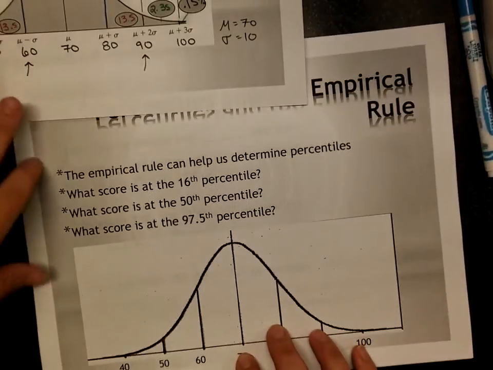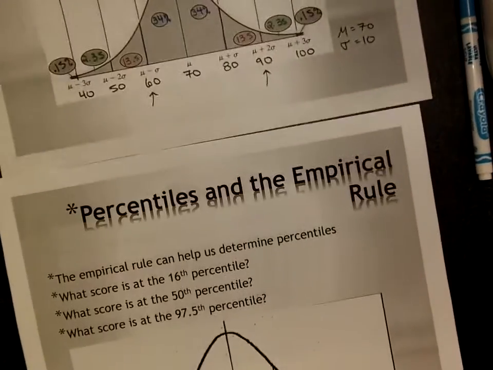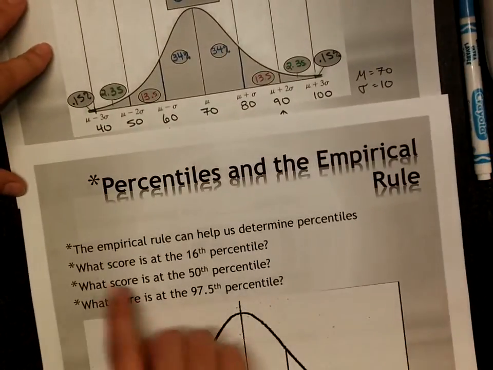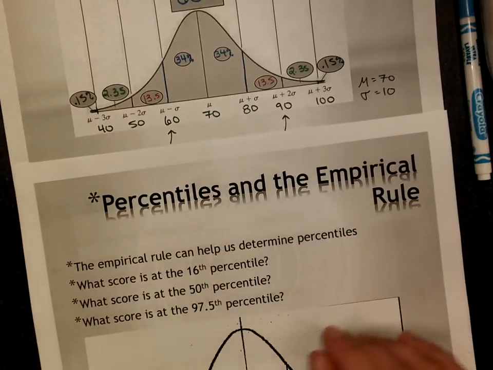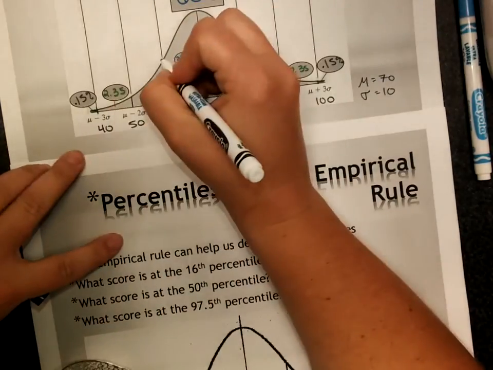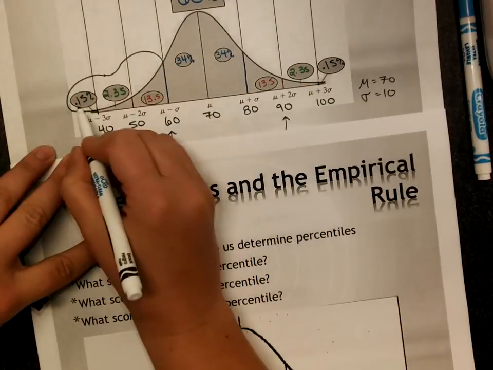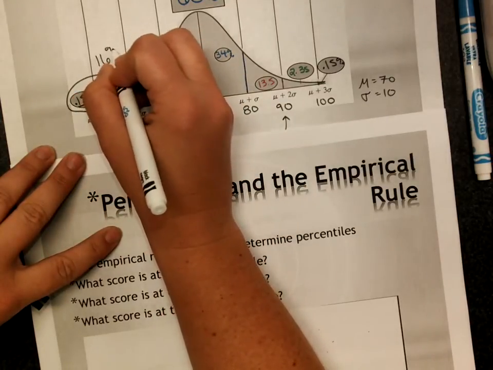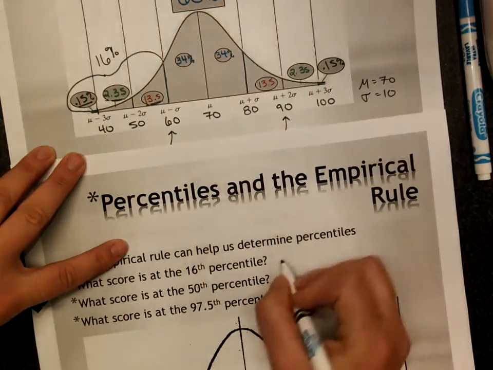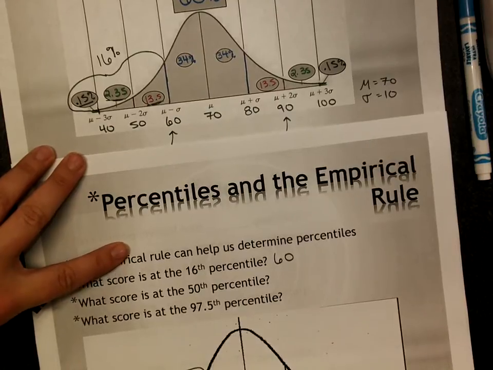So here's the page with the empirical rule that we went over in the previous video. Using the empirical rule, determine what score is at the 16th percentile. If you remember, everything below one standard deviation below the mean, if you add 0.15, 2.35, and 13.5, adds up to 16%. So 60 would be at the 16th percentile. That means that 16% of scores are below 60.